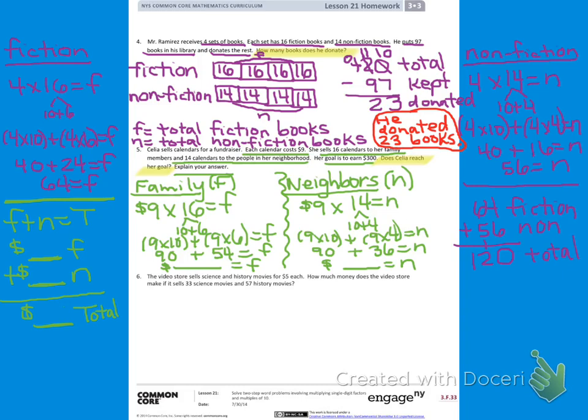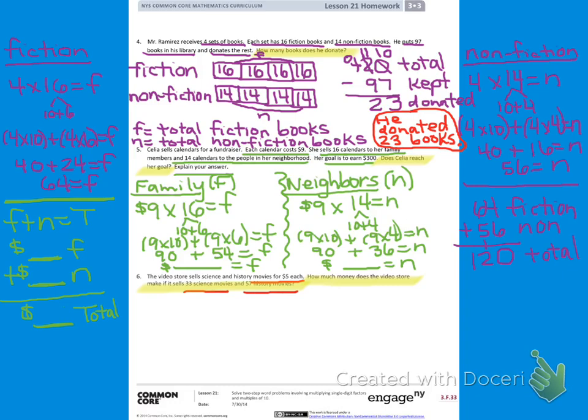Now let's do number 6. The video store sells science and history movies for $5 each. How much money does the video store make if it sells 33 science movies and 57 history movies? I'll underline the important details. Movies, $5 each. 33 science movies, 57 history movies. I will highlight the question. How much money does the video store make if it sells 33 science movies and 57 history movies?